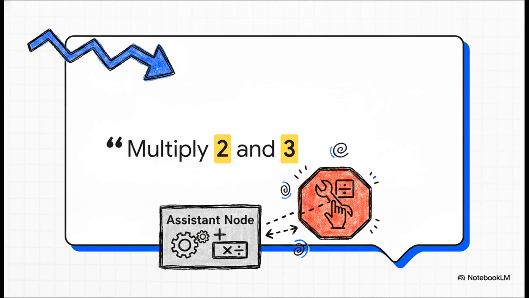Okay, so pausing for security is great, but what if we want to actively change the AI's mind before it continues? Let's set the stage here. Imagine our initial user prompt is simply multiply 2 and 3. The message goes into the graph, the assistant node processes it, and it prepares to call the multiplication tool with the arguments 2 and 3. But we have an interrupt_before=tools breakpoint active, so it pauses.